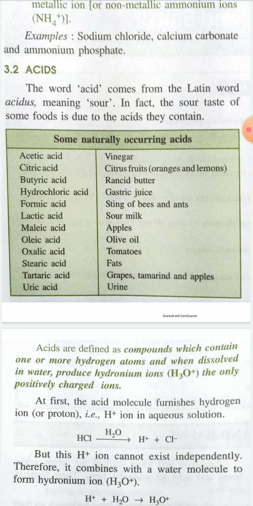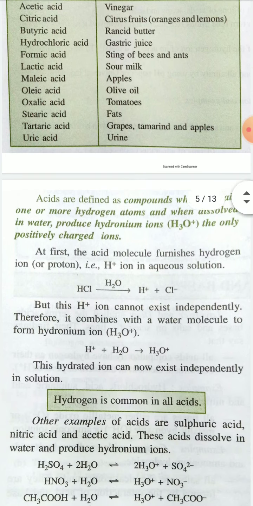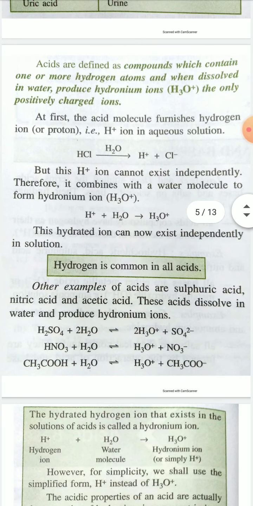Oleic acid in olive oil. Oxalic acid in tomatoes. Stearic acid in fats. Tartaric acid in grapes, tamarind, and apples. And uric acid in urine. These are naturally occurring acids, and their sources are also given here in this box. Now, I have already told that acids are defined as compounds which contain one or more hydrogen atoms.